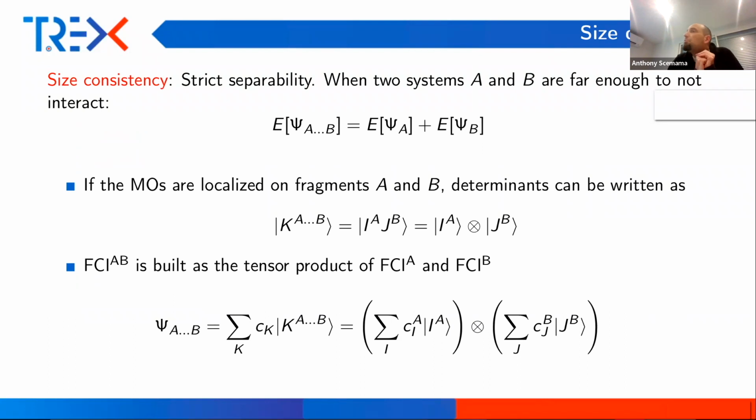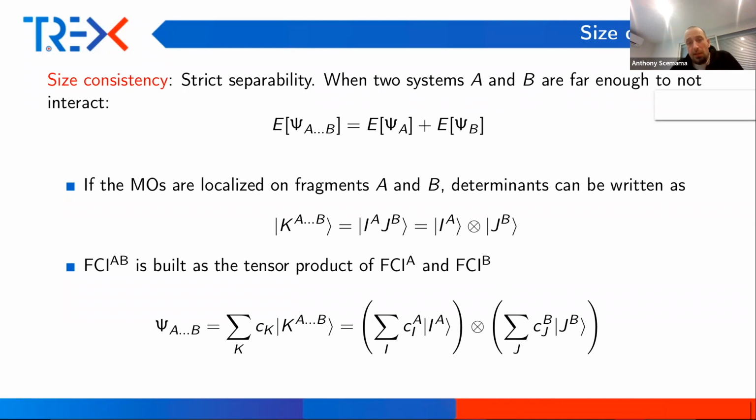So another important thing you need to consider when you build your wave functions is size consistency. Here I will talk about strict separability. So what is this? It's when you have a system AB, and you split it in two. So you stretch them so far that at the end they don't interact anymore.